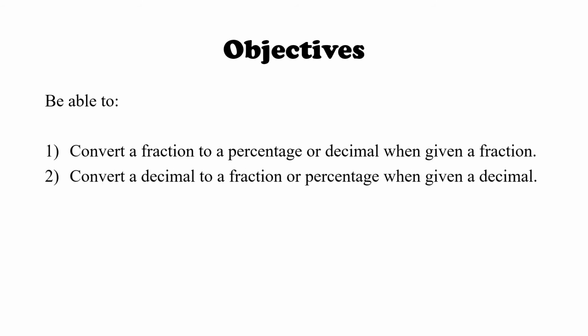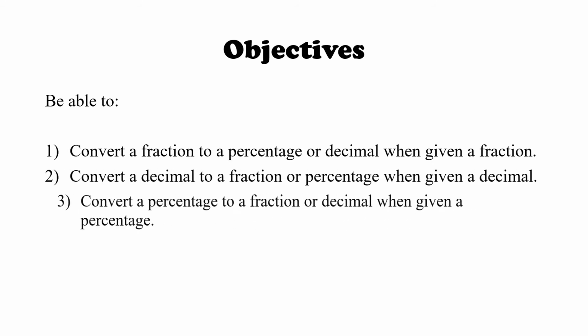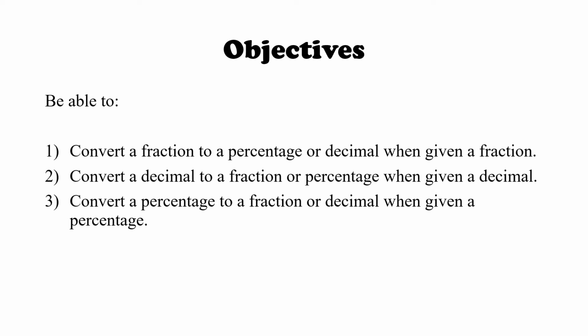Today, we are going to look at the following objectives. So first of all, we need to be able to convert a fraction into a percentage or decimal when given a fraction. So if I give you one fraction and I want to convert it into a percentage or decimal, you have to be able to do that. Likewise, if I give you a decimal, you have to be able to convert that decimal into either a fraction or a percentage. The order doesn't matter. I don't like to teach in any given sequence, but whichever one I have, you have to be able to come up with the other one. And last but not least, if you're given a percentage, you have to be able to convert that percentage into either a fraction or a decimal.